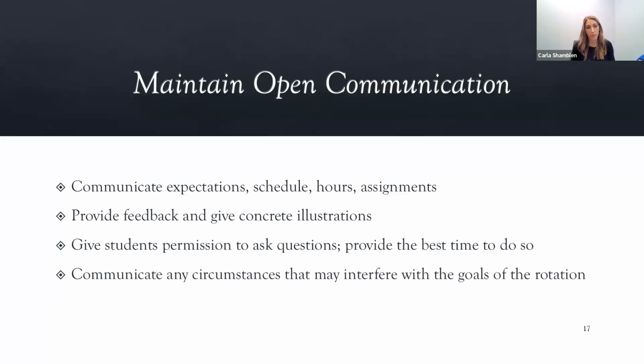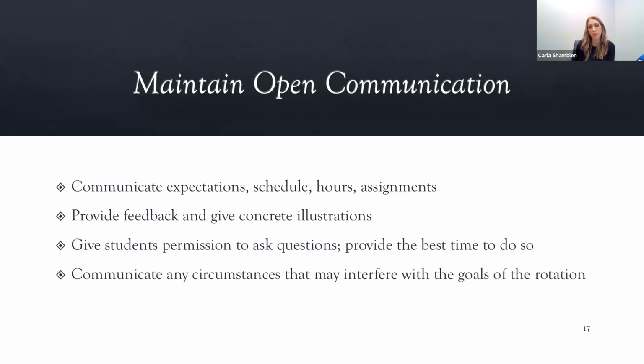I think giving students permission to ask questions is important. And again, it's okay to tell them that this isn't the ideal time. This is when I'd like you to ask questions, hold them till the end of the day, or let's talk about the morning session after lunch, and then we'll reconnect again at the end of the day with any questions you had for the afternoon patients.